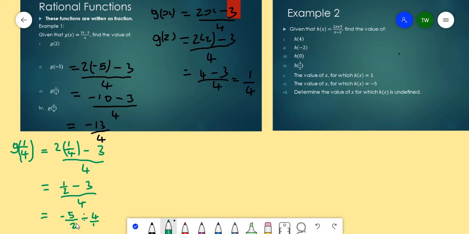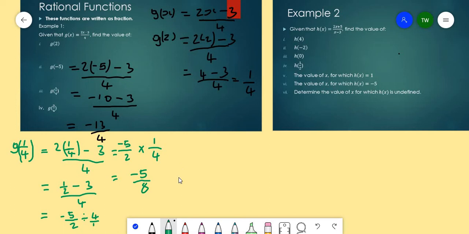So when you are dividing two fractions, this is going to equal negative 5 over 2. Change the division sign to multiplication and invert your last fraction so it becomes 1 over 4. And when we simplify this, we're going to take negative 5 times 1, and that's going to give us negative 5. And we're going to take 2 times 4, and that's going to give us 8. So the final answer is negative 5 over 8. So therefore, g of a quarter is equal to negative 5 over 8.